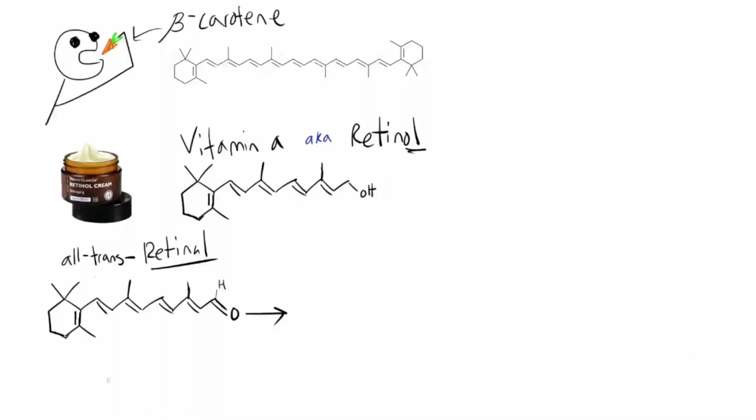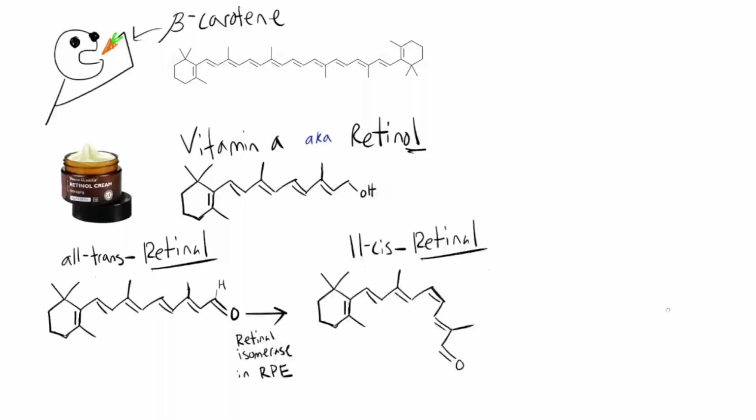And as you can see, all of the double bonds are in this trans position. So we're going to call this all-trans retinal. Enzymes in your retinal pigment epithelium, or RPE, are going to bend this. So they're going to take it from all-trans to 11-cis retinal. And as you can see on this 11th carbon, you're changing the shape of the retinal. And a photon of light can come in and change it back.